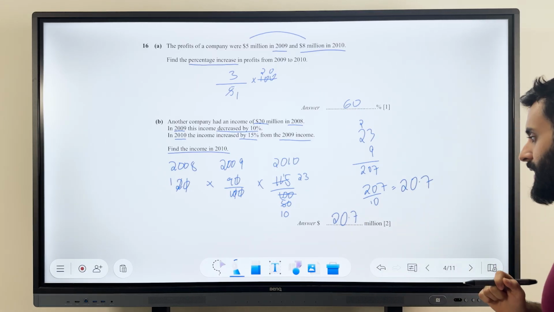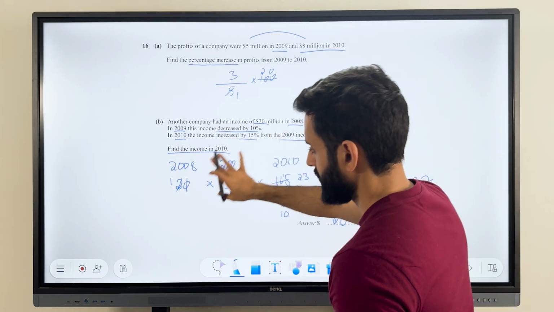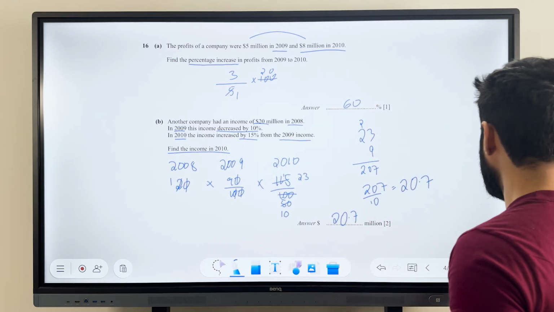All right, so I hope it's clear. I hope you can use this method now and apply it to any question that you want.